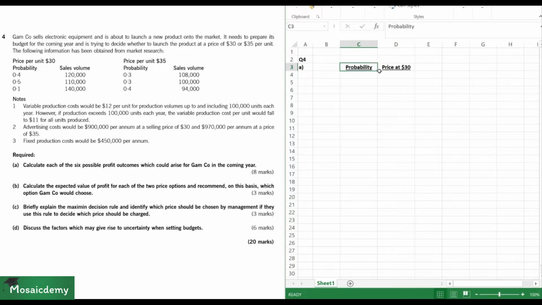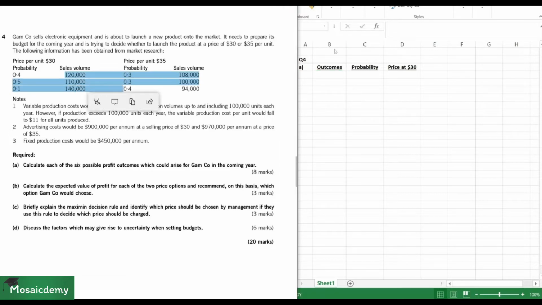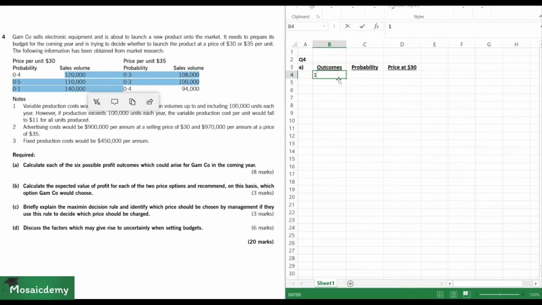We should copy this here. Yeah. Okay, so now we have our complete payoff table outcomes. So the outcomes for $30 sales volume can be 120,000, 110,000, and 140,000 units. Okay, the probabilities are 0.4, 0.5, and 0.1.